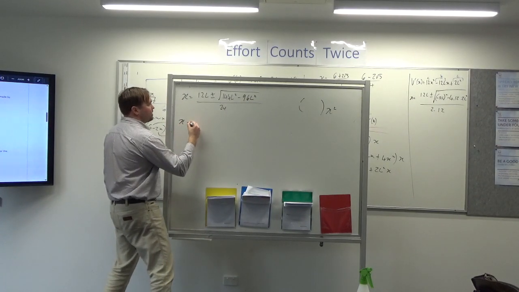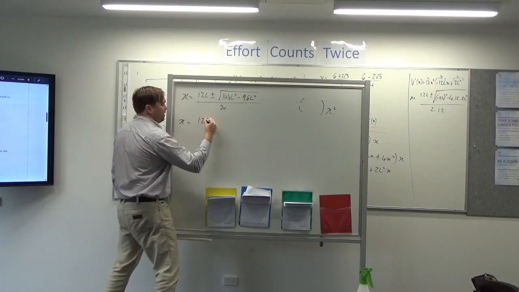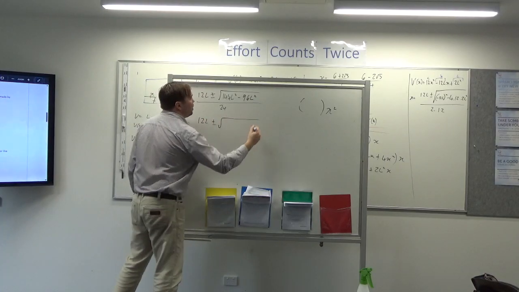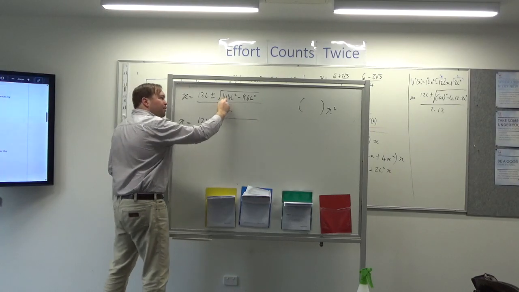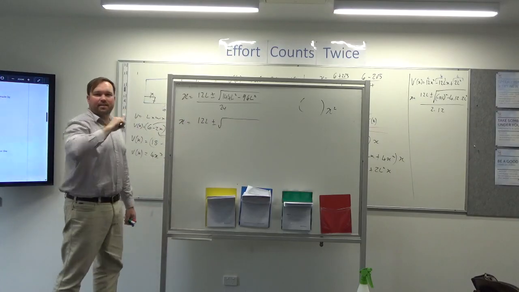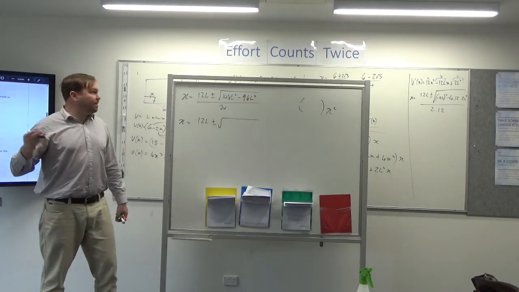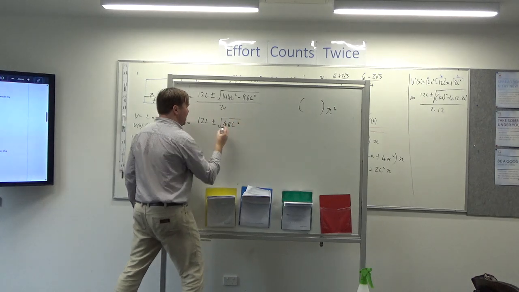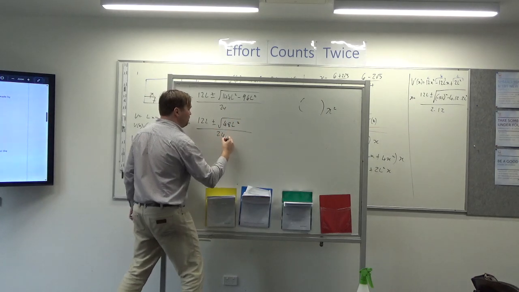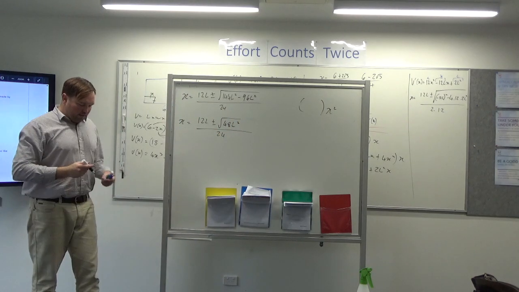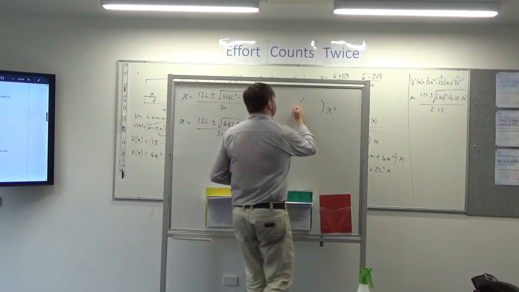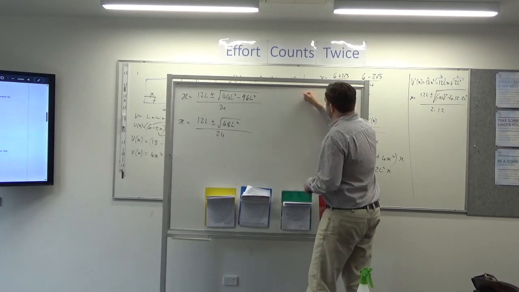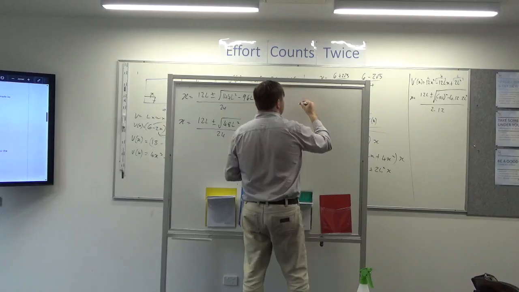Tidying up. X equals 12L plus or minus square root of, what is 144 take 96? 48? Lovely. 48L squared over 24. Now we're going to do a bit of thinking about how we deal with root 48L squared. So I'm just going to do that over here.